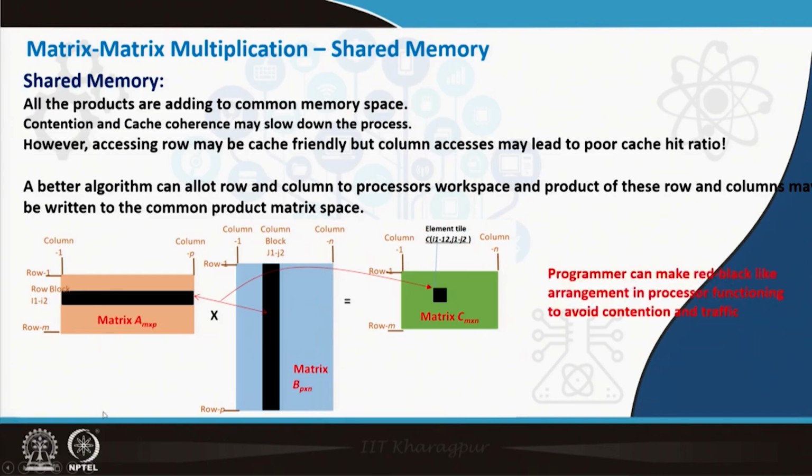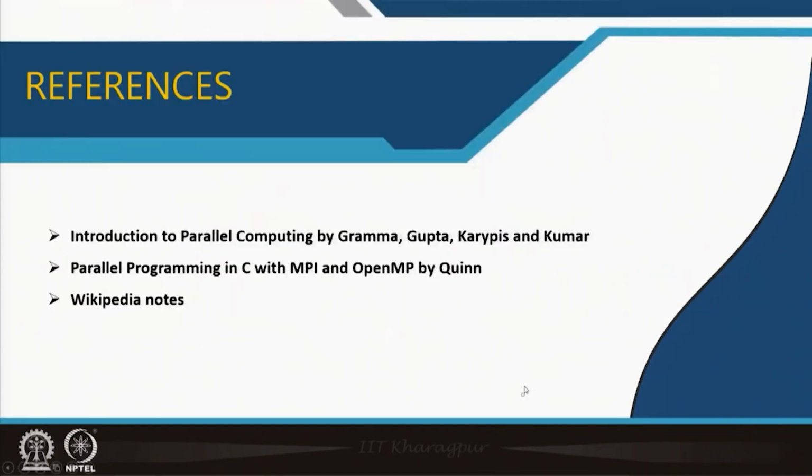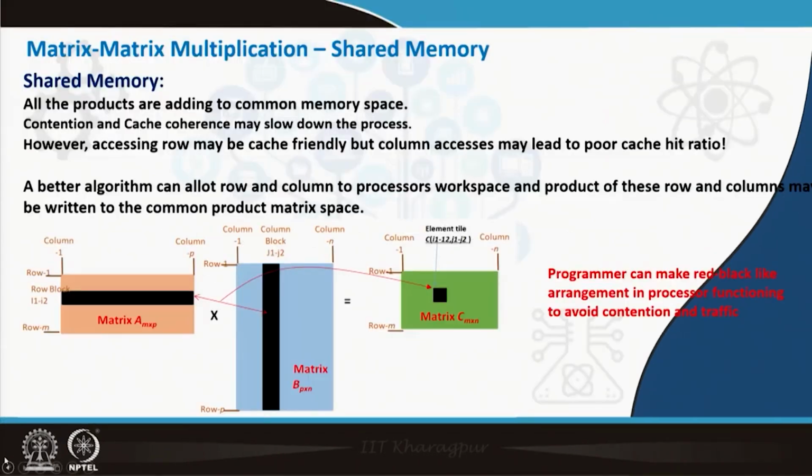The programmer can make red black arrangements, so that a few reds will be multiplied at one instance, then the blacks will be multiplied, and avoid false sharing, contention and traffic, and get a better solution.